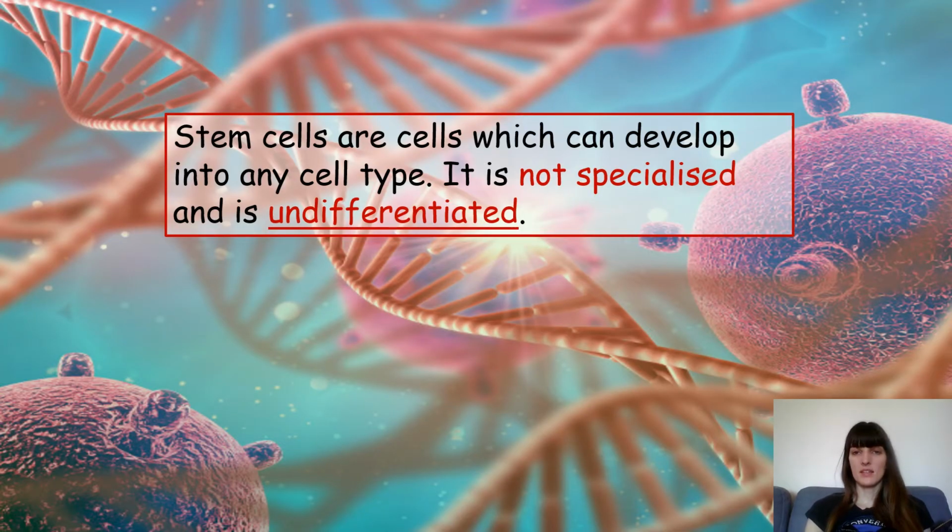Stem cells are cells which can develop into any cell type. It is not specialised and is undifferentiated. So in an earlier video we looked at specialised cells like skin, muscle and nerve cells, and those cells all have structures that help them to do a particular function. Stem cells can be anything they want to be, whatever our body needs at the time, and they can develop the right structures to do those functions. And in this lesson, we're going to be thinking about the question, why do we need stem cells in the body?